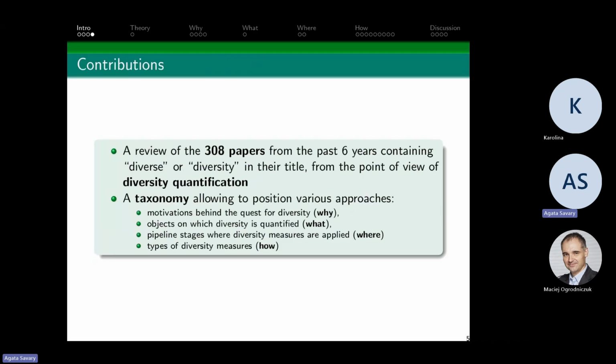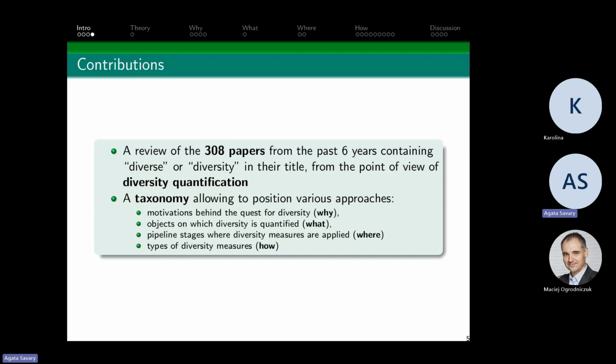And we took them from the past 6 years, which is the majority of all papers having this property. And we reviewed them from the point of view of diversity quantification, so really measures of diversity, right? And out of this mess that we encountered, we tried to make and merge a taxonomy so that we have a way to talk about it in a unified framework, right?